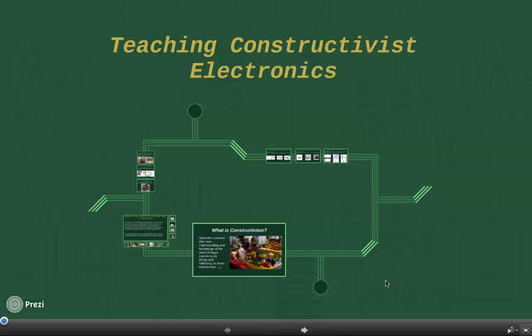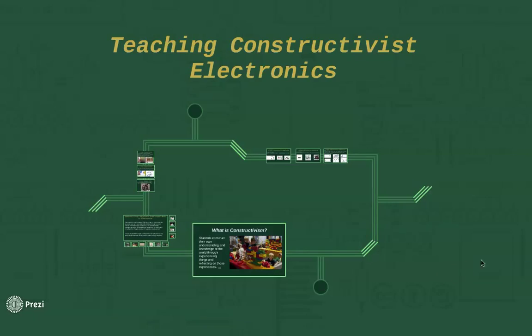I'm an electrical engineer turned educator, and I want to share with you a new way I've discovered to teach electronics to young students. This new method is based on constructivism, something you may or may not have heard of before. So let's talk about it.